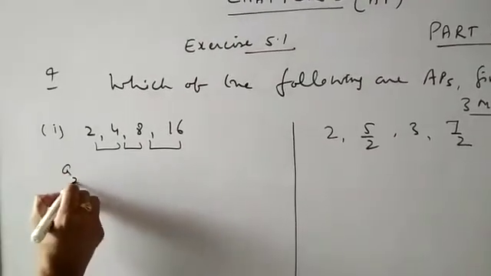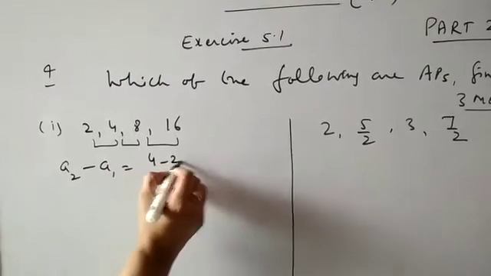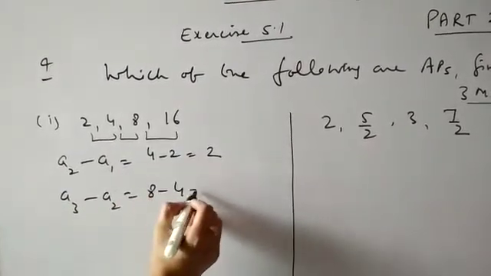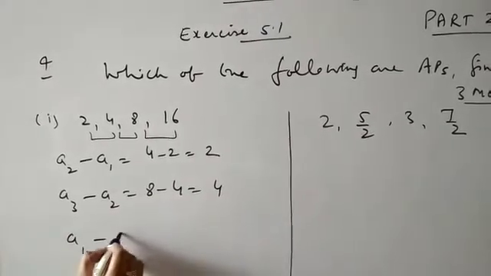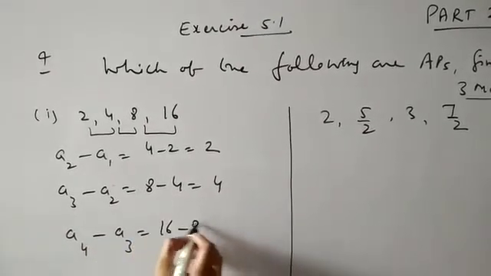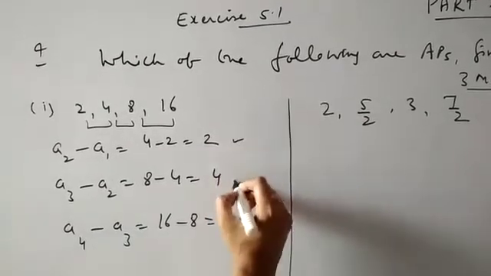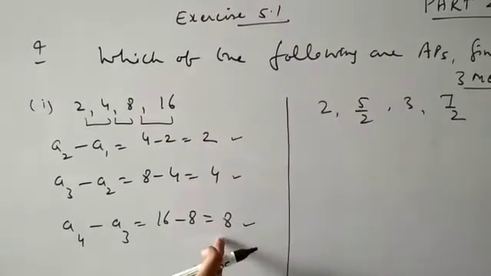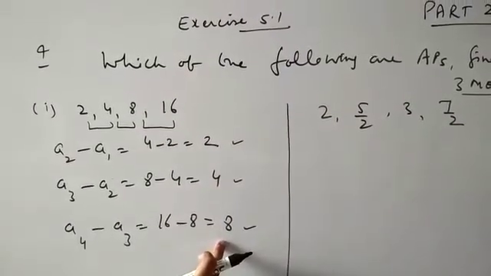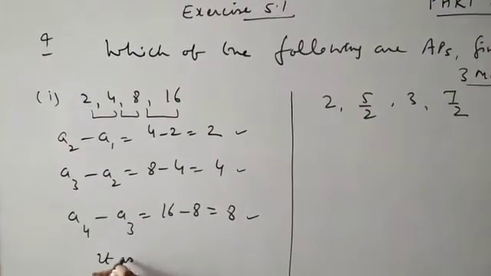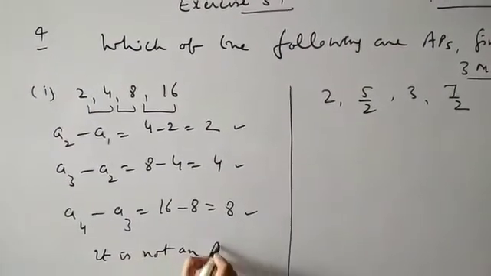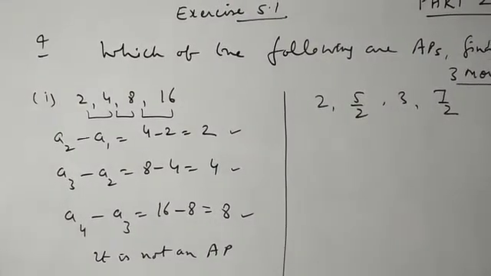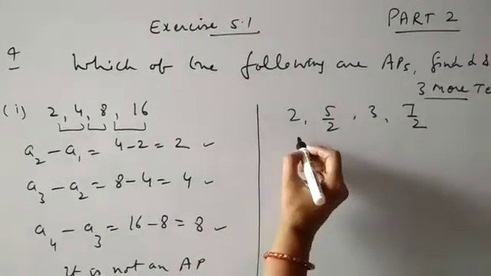If I check A2 minus A1, it is 2. A3 minus A2, it is 4. And A4 minus A3, it is 8. So the common differences here are 2, 4 and 8, which is not same. Therefore, it is not an AP and no need to find the next 3 terms. So let's move to the next part.